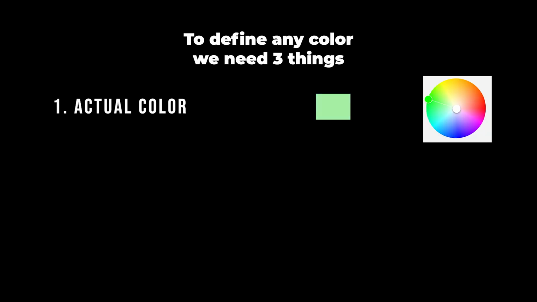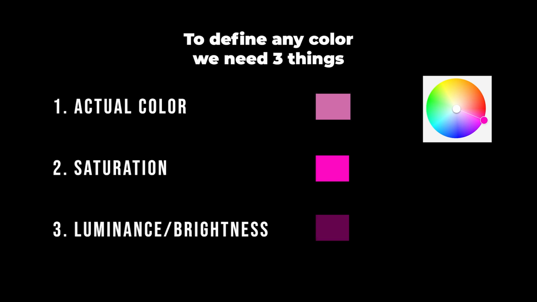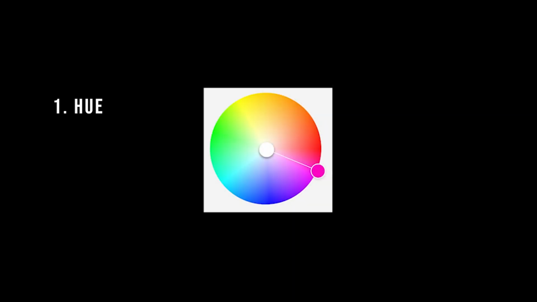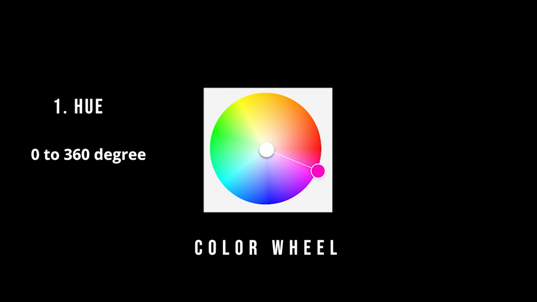To define any color, we need three things. First one is the actual color. Let's look at this color wheel. Here we need to choose which color we want to have. Then we need to look at the saturation of that particular color, whether we need less or more saturation. And at the end, we will have to look at the brightness of the color. So these three things will determine the final color. And out of these three things, the actual color is basically known as hue. Hue is always represented on a color wheel, and so its value will range from 0 to 360 degrees.